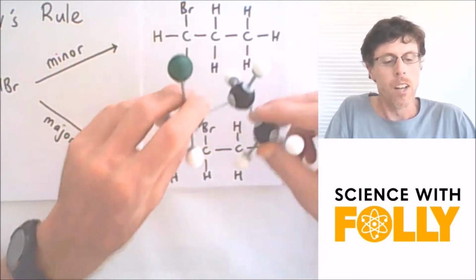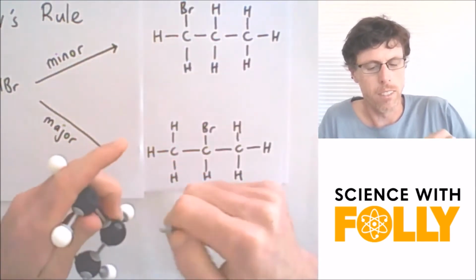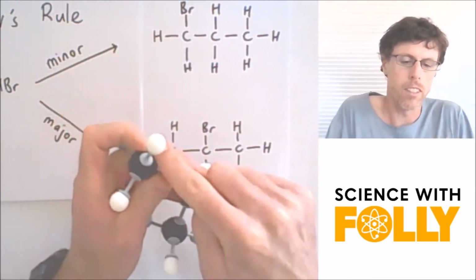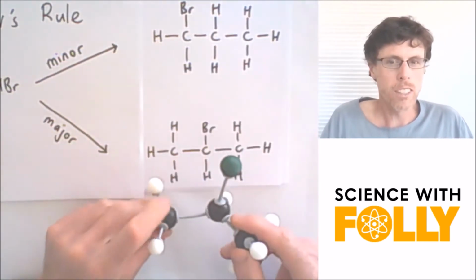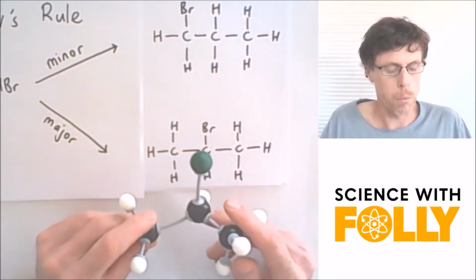1-bromo-propane. But the other option is that the hydrogen could go onto carbon 1 and the bromine could go onto carbon 2, and this would give us 2-bromo-propane.